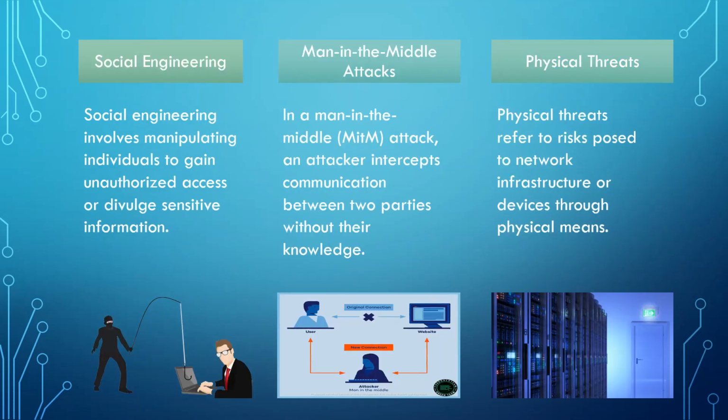Another thing is social engineering. Social engineering involves manipulating individuals to gain unauthorized access or divulge sensitive information. Attackers use psychological manipulation techniques to deceive users into revealing passwords, confidential data, or performing actions that compromise network security. Common social engineering tactics include phishing emails, phone scams, impersonation, and pretexting.